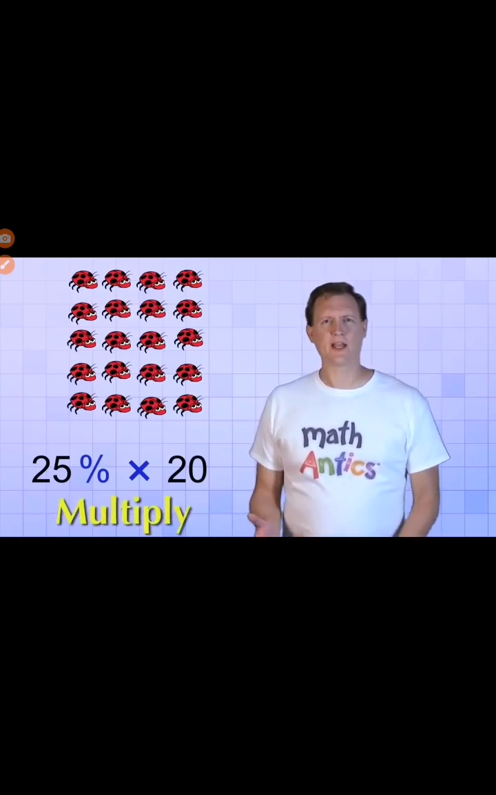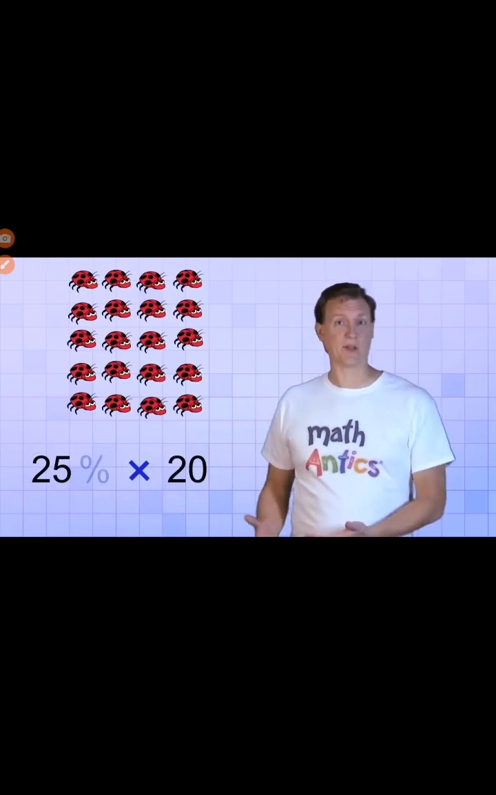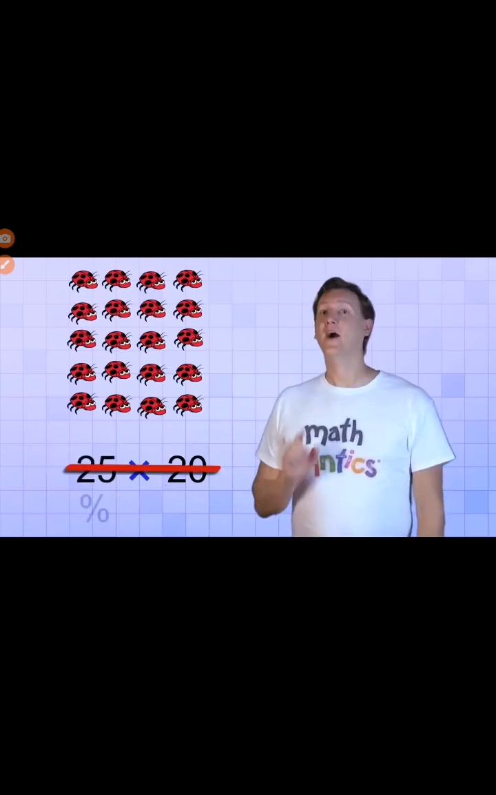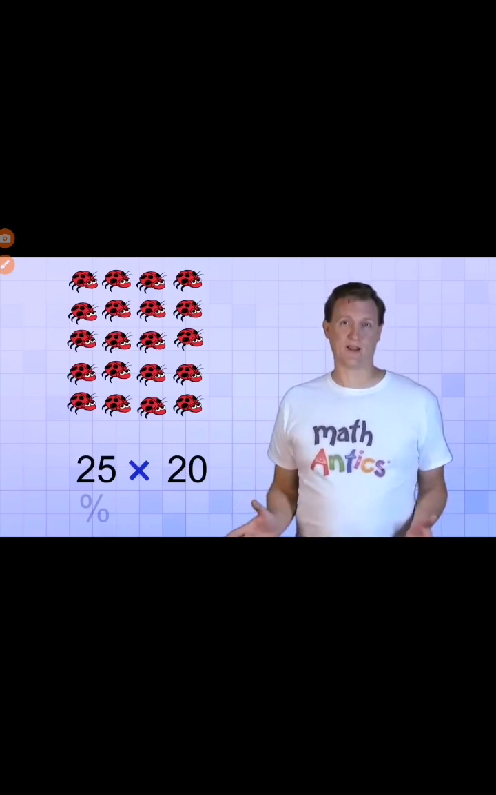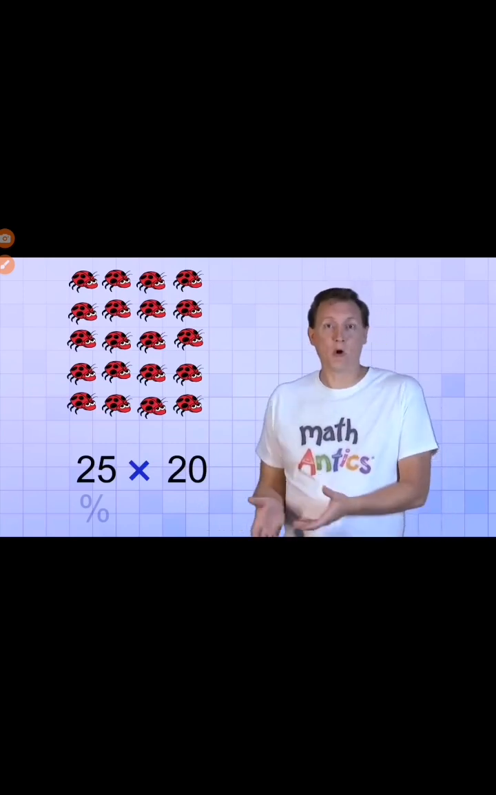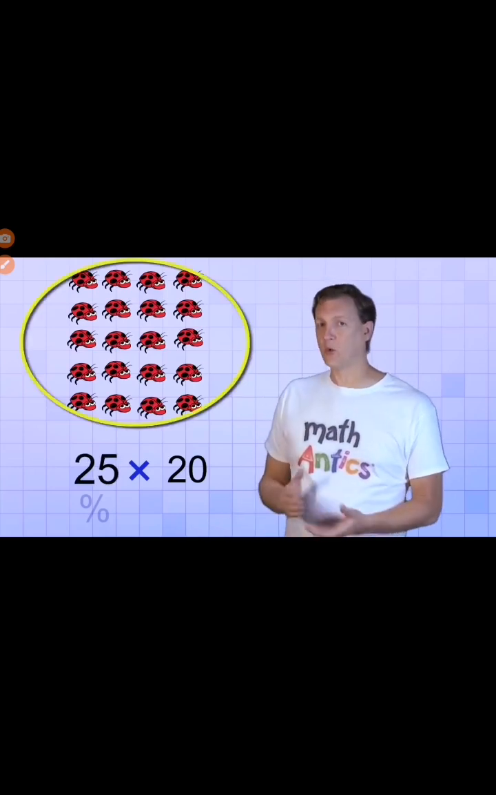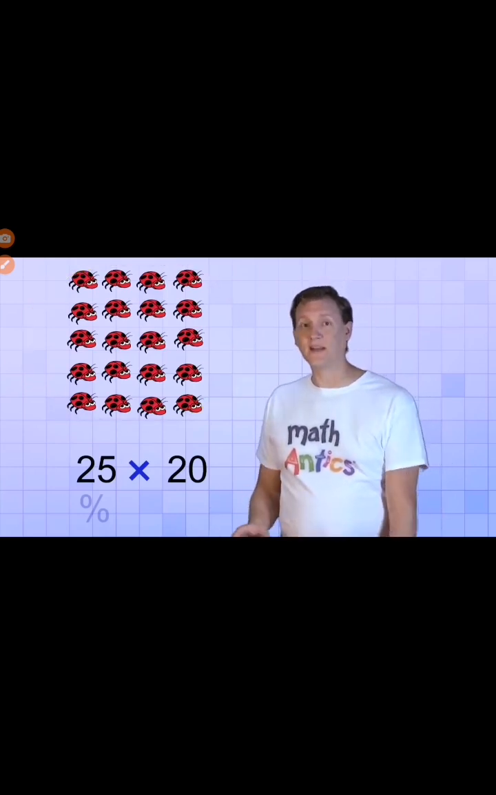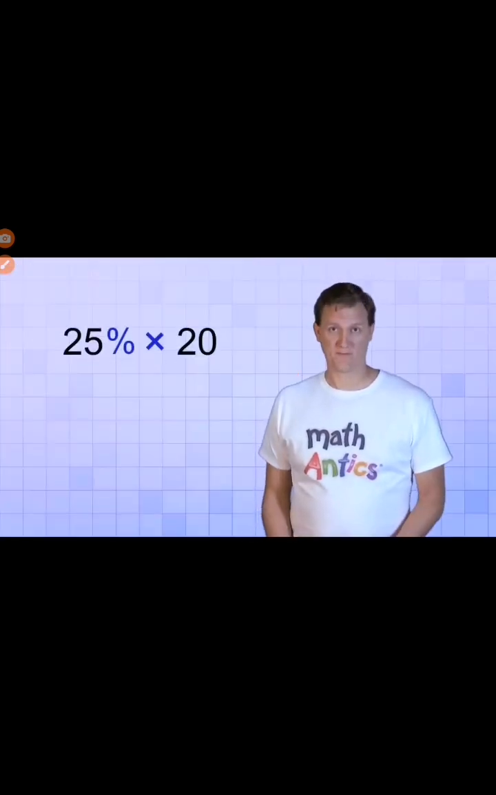Great. So all we have to do to find a percent of a number is to multiply. But how do we multiply a percent and a number together? Do we just forget about the percent sign and multiply the numbers together? No. If we did it that way, our number would be way too big. 25% should be a smaller part or a fraction of 20 ladybugs. But if we did 25 times 20, we'd get 500 ladybugs. Clearly, that's not the right answer. Here's what we have to do instead.